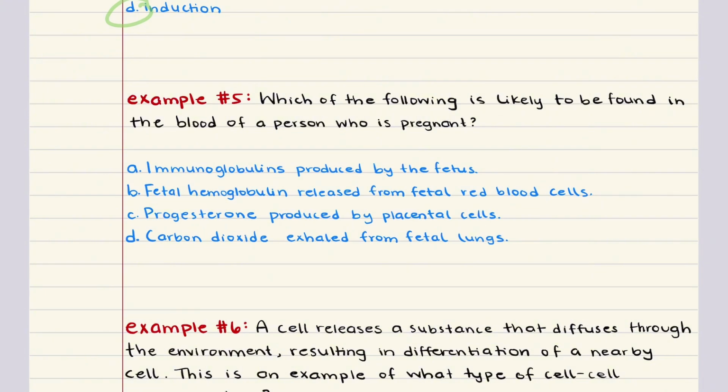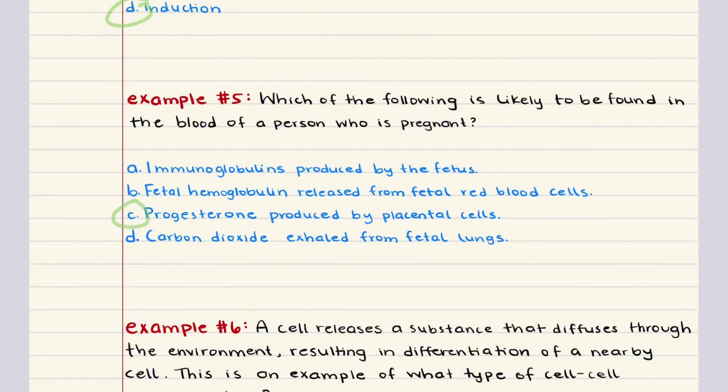And one of the most important of these is progesterone. This hormone helps maintain the uterine lining, it prevents contractions, and it also supports the immune environment so that the fetus isn't rejected. And most importantly, because it's secreted by placental cells, progesterone enters the mother's bloodstream where it can be detected. So the correct answer for problem 5 here is going to be C.